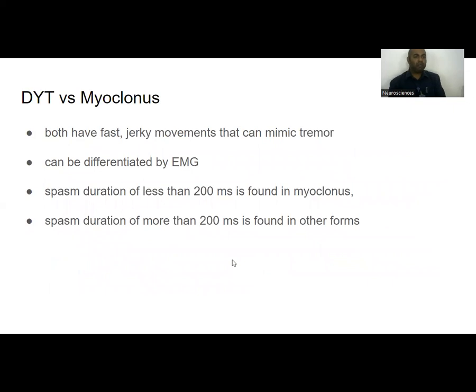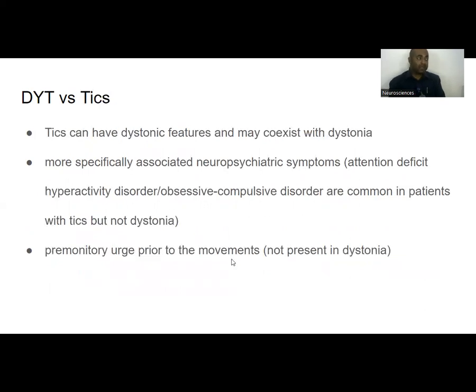It can be confused with myoclonus. Both have fast jerky movements, can mimic tremor, and can be differentiated on an EMG. Tics, another differential, is tic. And tics may also coexist with dystonia. So features of tics, as we say, tics classically have the premonitory urge prior to the movement, which is not seen in dystonia, and are frequently associated with neuropsychiatric symptoms like ADHD, OCD.